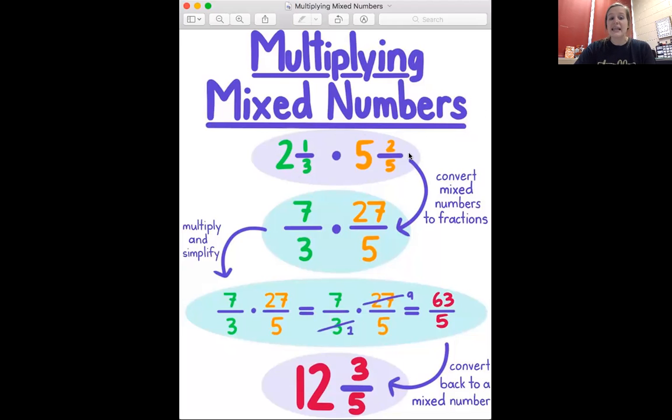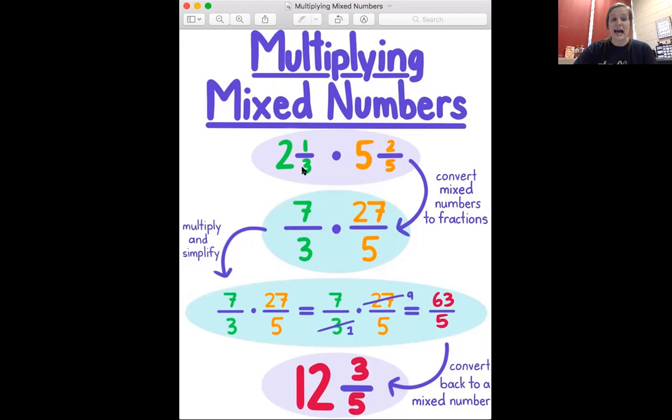So you can see that the problem we see here is 2 1/3, and this little dot is another way that you can write a multiplication sign. So times 5 2/5. You may think that you can just multiply 2 times 5 and then multiply 1/3 times 2/5, but that actually does not work and will not give you the right answer. You have to change that mixed number, which is, if you remember, when you have a whole number and a fraction, you have to change it into an improper fraction, which means your numerator is bigger than your denominator.